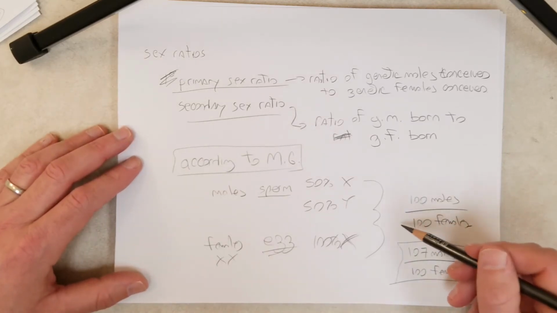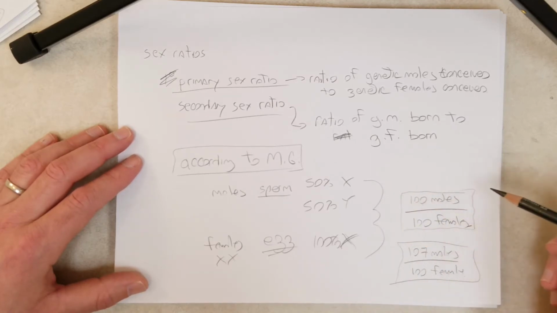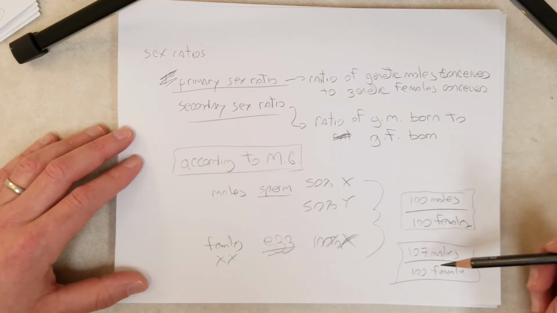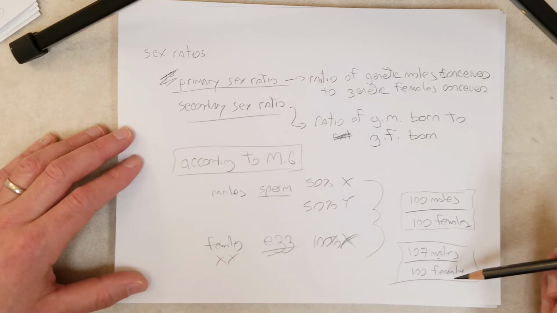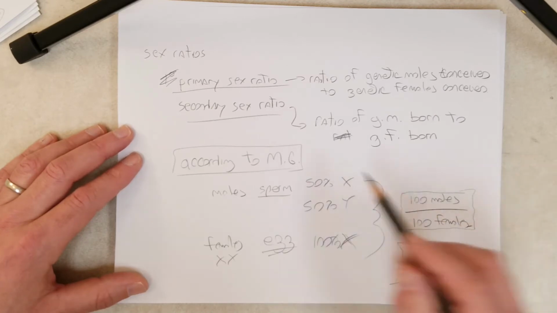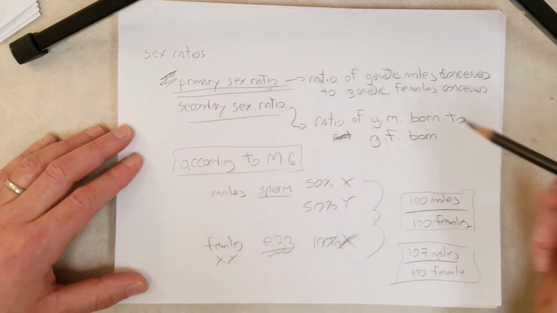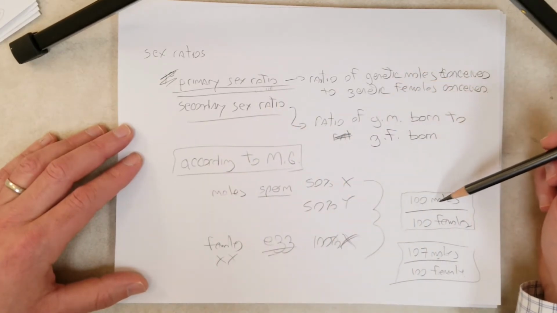So scientists have known this for a long time, as early as the early part of the 1900s, that the secondary sex ratio was biased towards males. There were more males than females being born. So maybe it is the primary sex ratio that is different. Maybe there are more male zygotes being conceived than females.